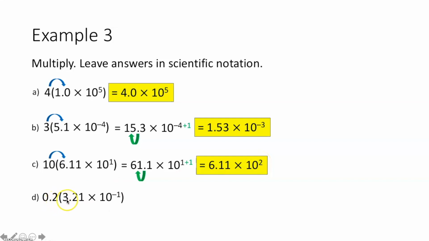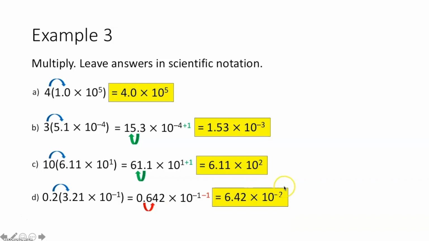Lastly, 0.2 times 3.21 times 10 to the negative first. So I take this 0.2 multiplied to the 3.21, and I end up getting 0.642 times 10 to the negative first. Now again, this number out front is not between 1 and 10, so I have to convert it so that it is between 1 and 10. So I take this decimal and I move it to the right 1 decimal place. Now because I moved it to the right 1 decimal place, I have to take 1 and subtract it from this exponent. Now what's negative 1 minus 1? That's negative 2. So my answer now is going to be 6.42 times 10 to the negative second power.